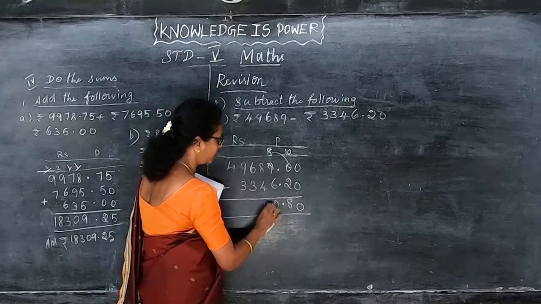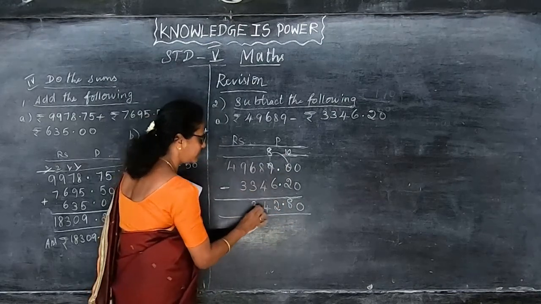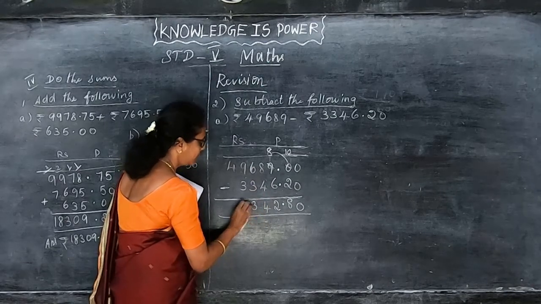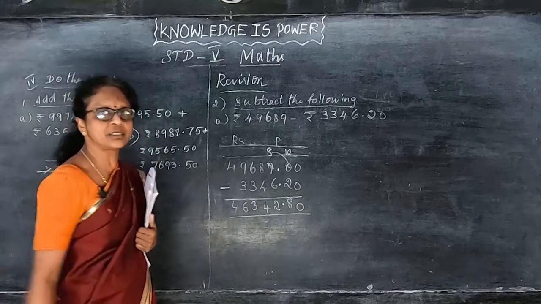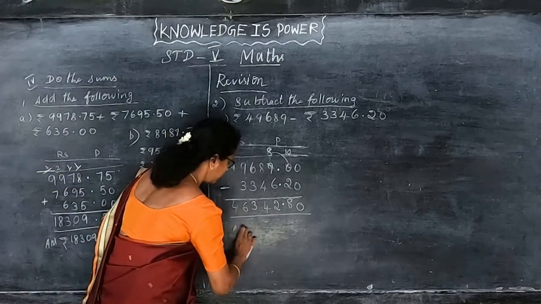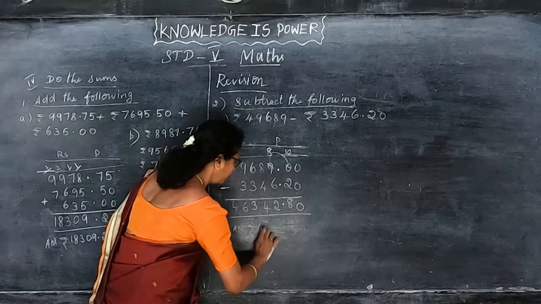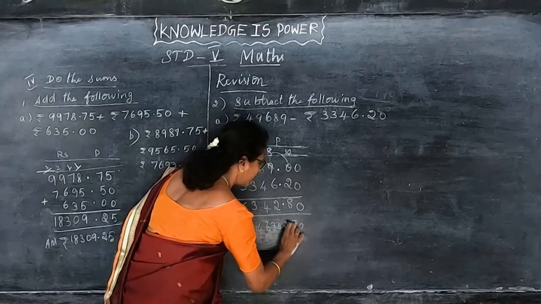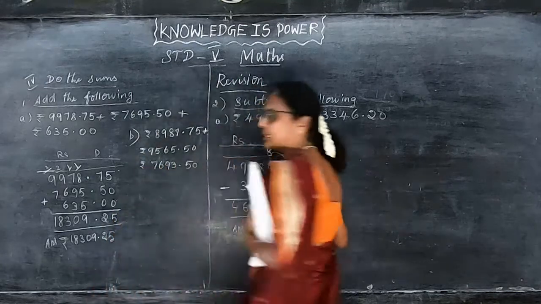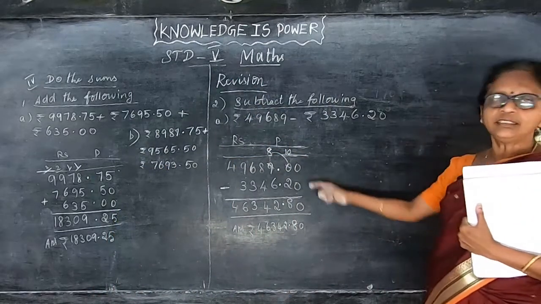8 minus 4 is 4. 6 minus 3 is 3. 9 minus 3 is 6 and this 4. So in the numbers you are putting now, you will get the answer. So answer is rupees 46,342.80. If they don't give paise, you can put 00 and then subtract it.